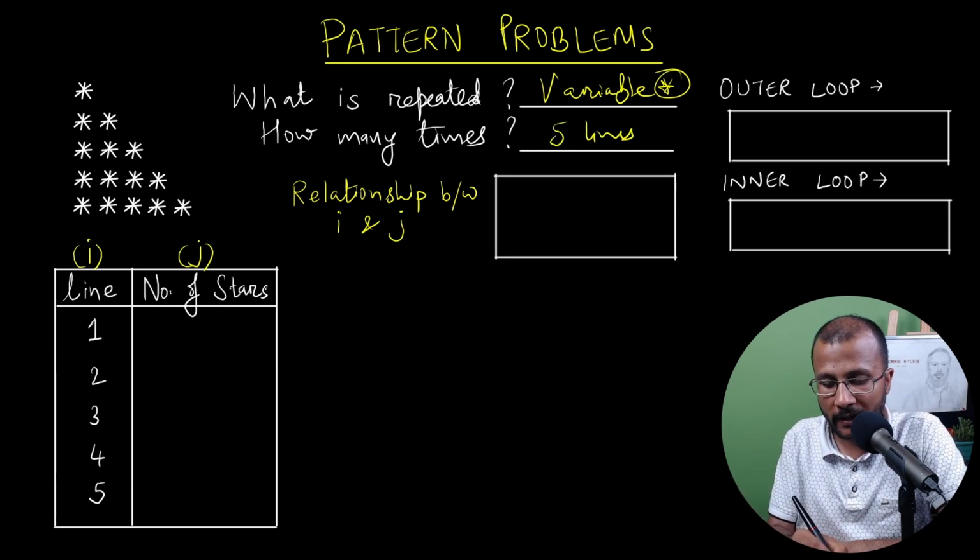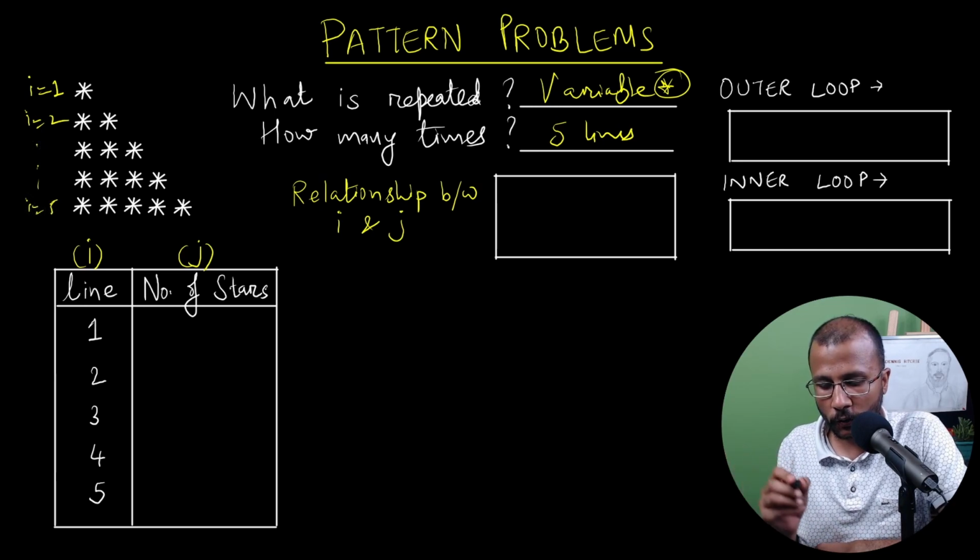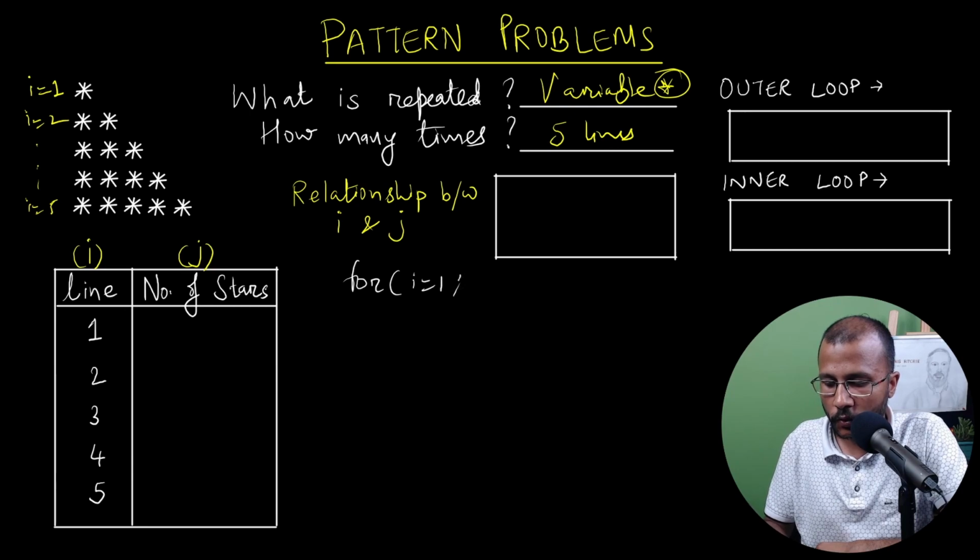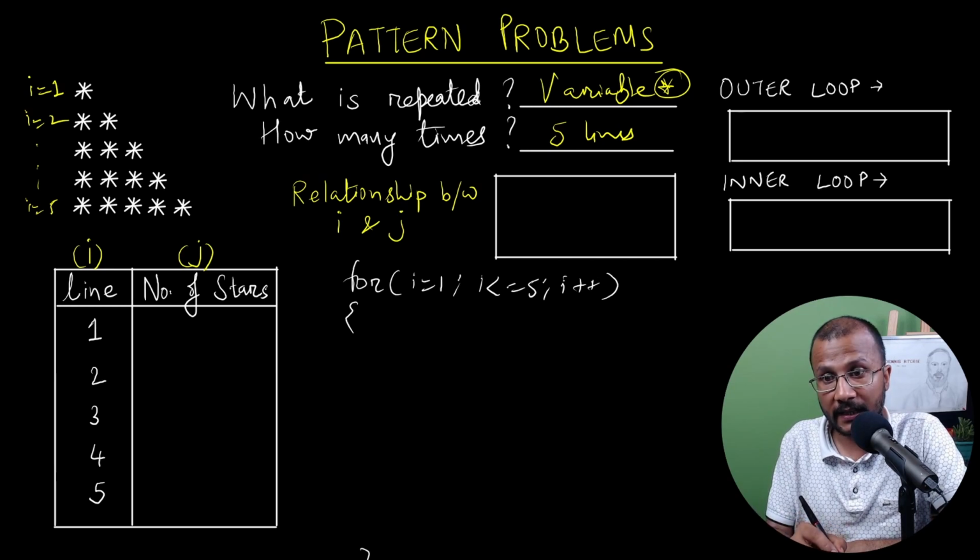Let me assume line number 1 is represented by i equals 1, i equals 2 represents line number 2, and similarly i equals 5 represents line number 5. First things first, I am very clear that my loop should run for i equals 1 to i less than or equal to 5, i plus plus. This will run my loop 5 times. i equals 1 indicates the first line, and i equals 5 indicates the last line.